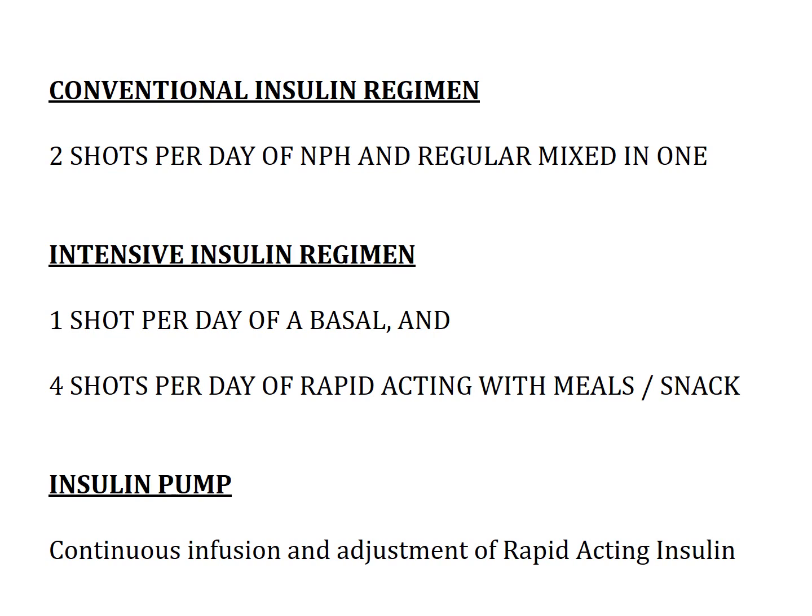There are 3 different ways that we can give insulin. Conventional insulin is you get 2 shots per day of an NPH and a rapid-acting analog mixed in one. The intensive regimen is you get 1 shot a day of a basal and then up to 4 shots a day of a rapid-acting, depending on when you eat your meal or your snack. And now, more frequently, using a pump, which is a continuous infusion of a rapid acting, and then the individual will adjust their pump to give them a bolus of the insulin based on when they eat.